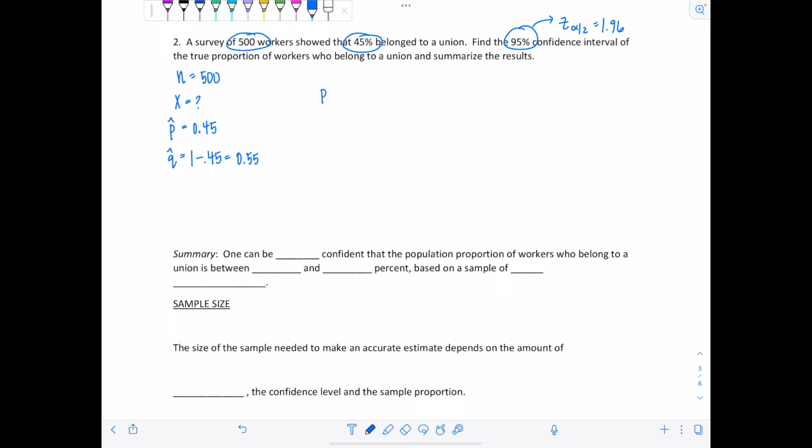Okay, so here we go. We'll have p hat plus or minus the error, which is z sub alpha over 2 times the square root of p hat q hat over n. And then p hat we have is 0.45 plus or minus 1.96 times the square root of 0.45 times 0.55 over n. That's why they had to give us n, because we needed it right here, you see?